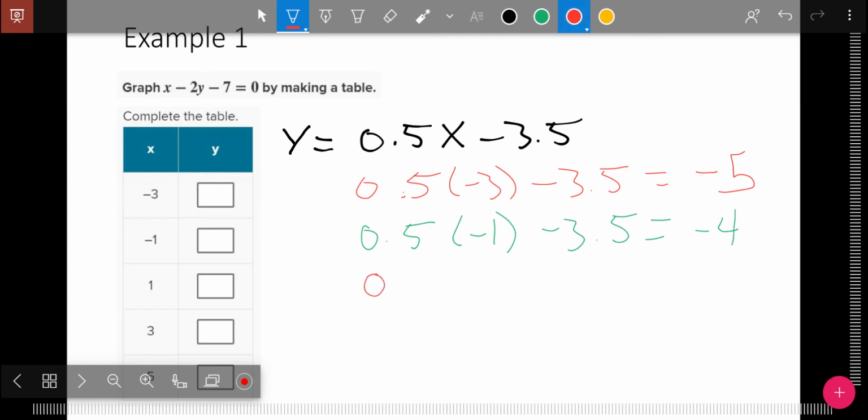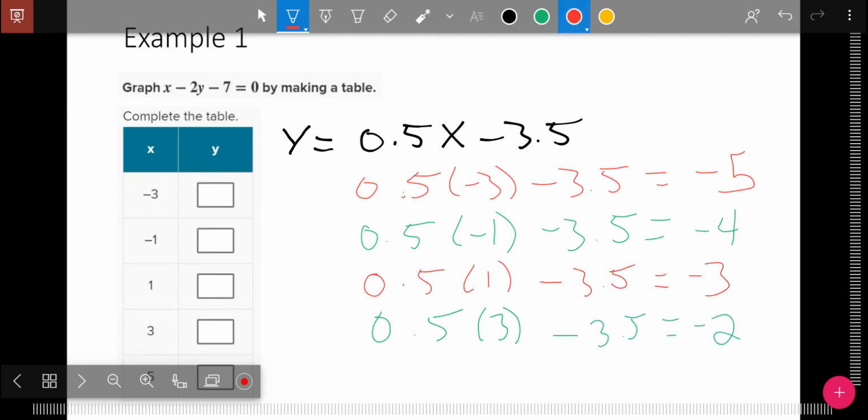And then I plug in positive 1. 0.5 times 1 is just 0.5, minus 3.5 is just negative 3. Then I plug in positive 3. 3 times 0.5 is 1.5, minus 3.5 is negative 2. And then the last one they ask you to plug in for this one is 5. Half of 5 is 2.5, minus 3.5 is negative 1. And so that's the first thing you have to do, is to make your table. You have your x's, and now you have your y's.